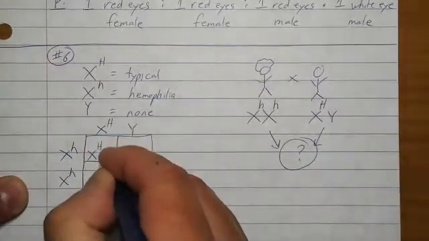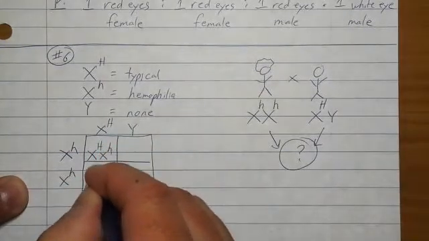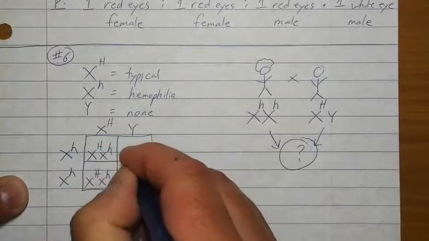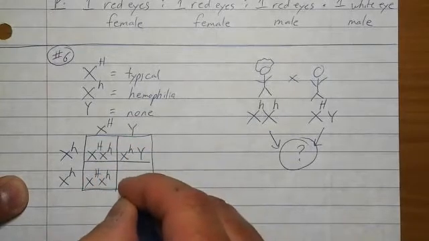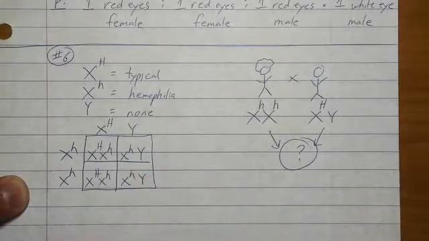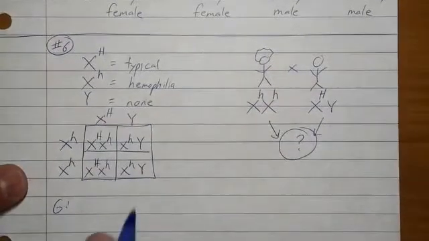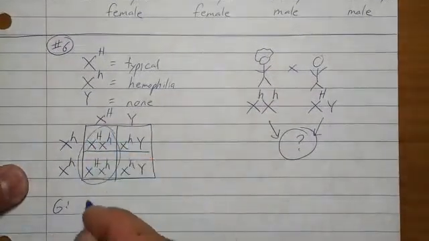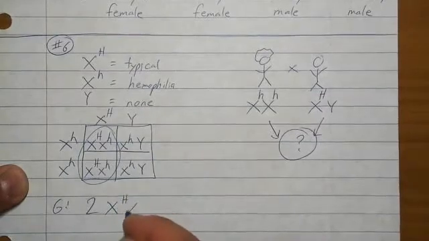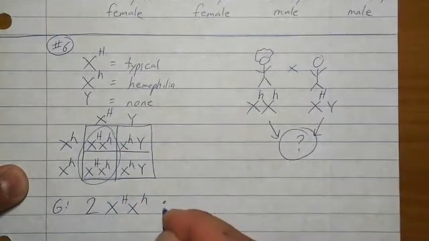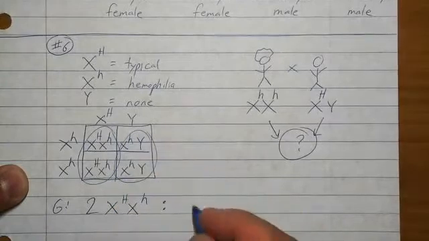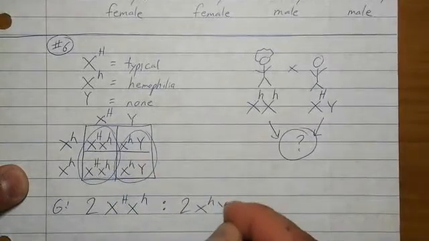Run it: X to the H, X to the lowercase, X to the capital, X to the lowercase, X to the lowercase and Y, X to the lowercase and Y. Okay, so what do we got? Let's do our genotypic ratios. These two are the same. So I got 2 X to the capital, X to the lowercase. All right. These two are the same. So I got 2 X to the lowercase and Y.